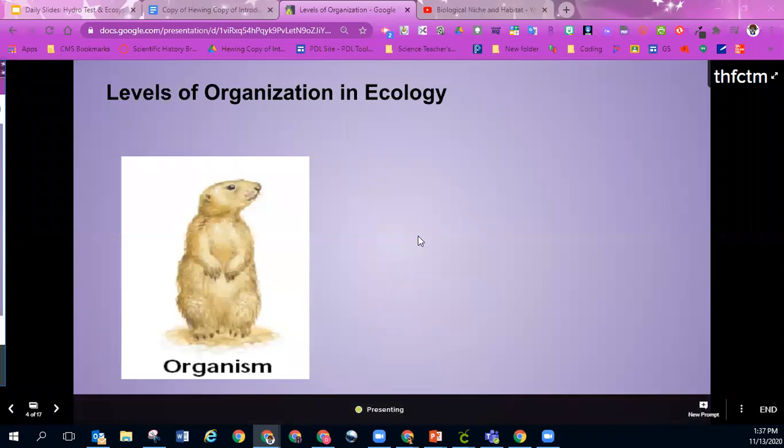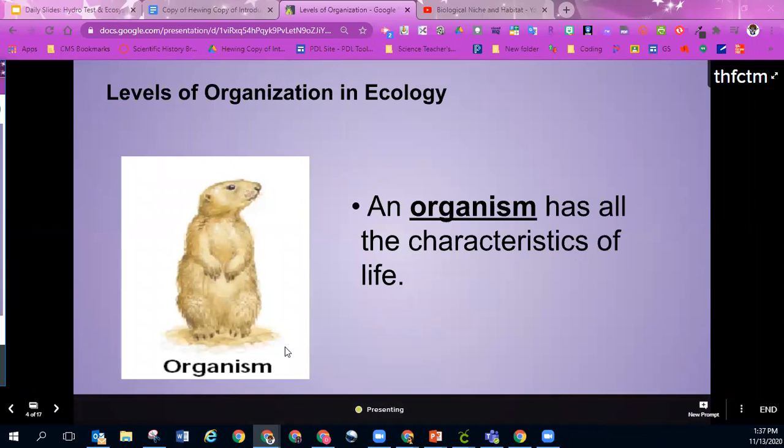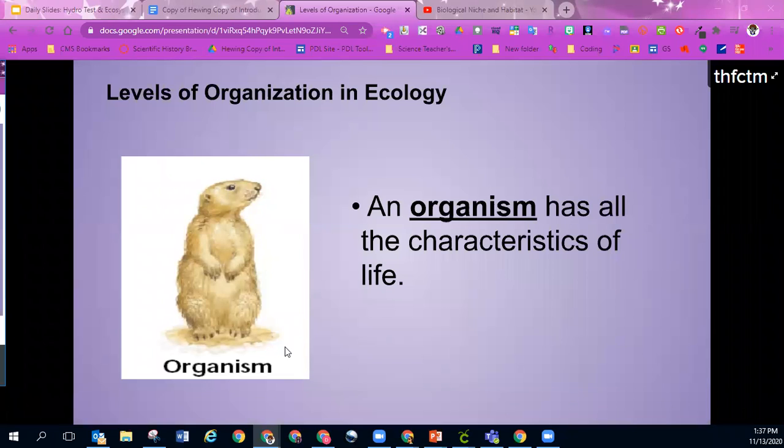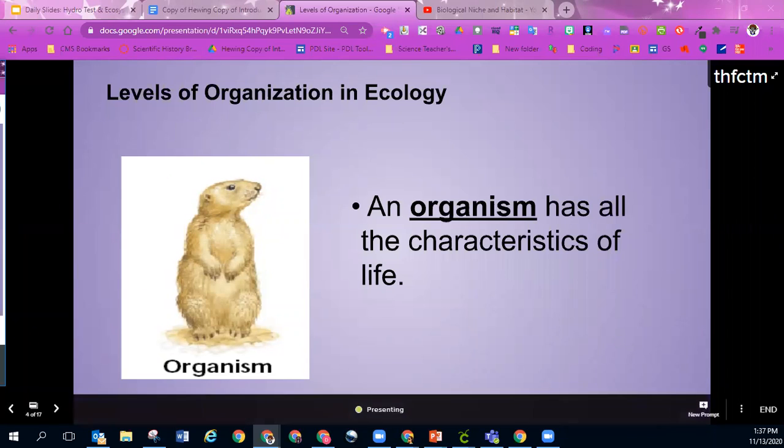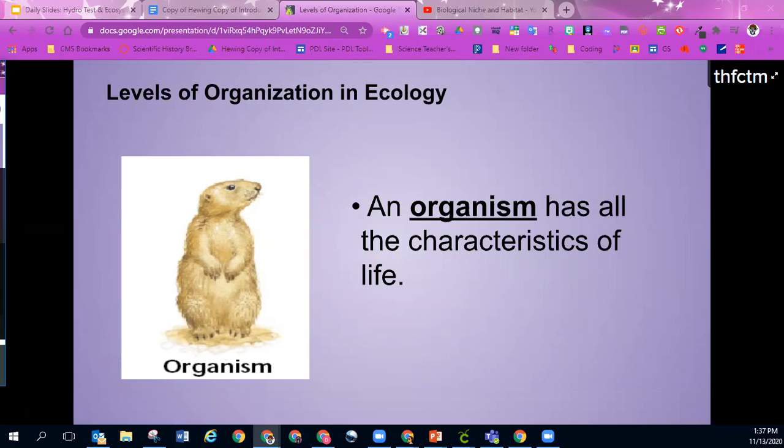So, to start us off, we're going to get started with organisms. Organisms have all of the characteristics of life, meaning that they are made of cells. That also means that they do have a lifespan. Some organisms are born, some of them are hatched, some of them just grow, if we're talking about plants. But they do have a specific lifespan.